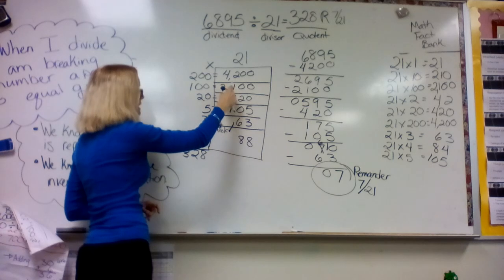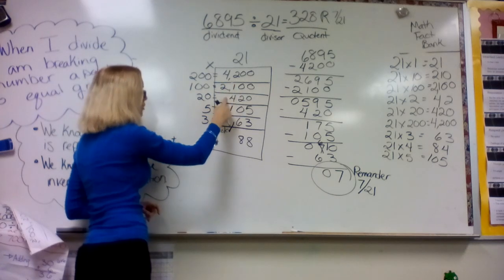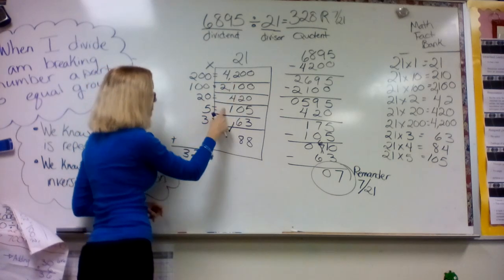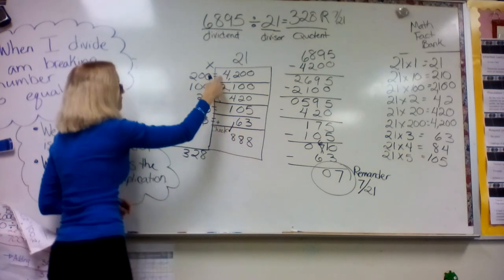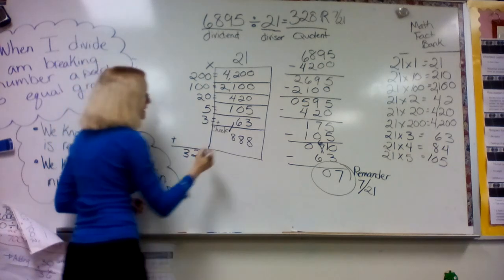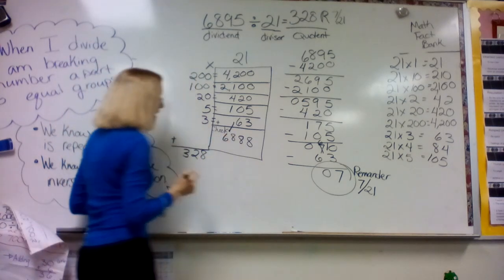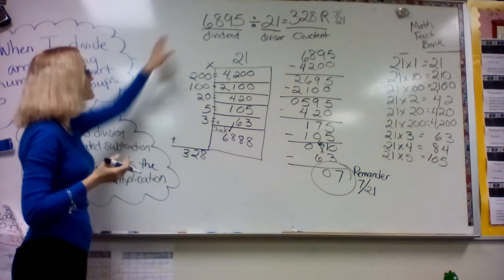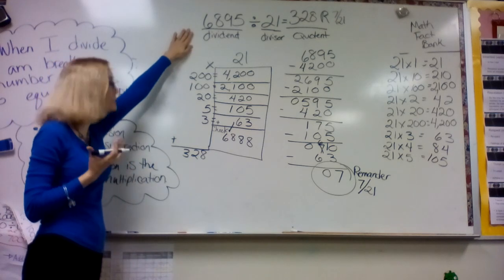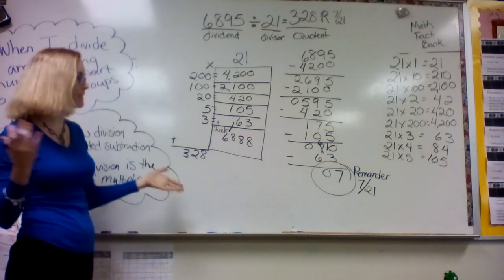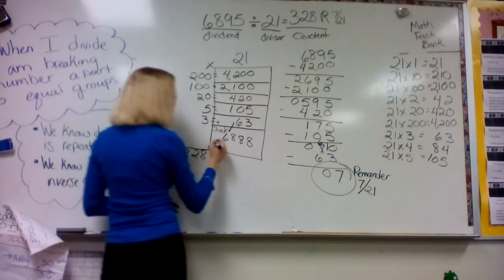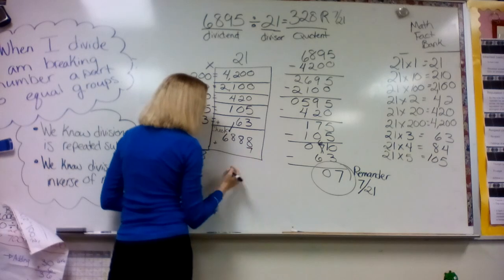2 plus 1 is 3. 3 plus 4 is 7. Plus 1 more is 8. And then we have 4 plus 2 is 6. I have 6,888. Oh my goodness, that does not match my dividend. What did I do wrong? That's right, we had a remainder, so you have to add your remainder in. So go ahead and add that remainder in.